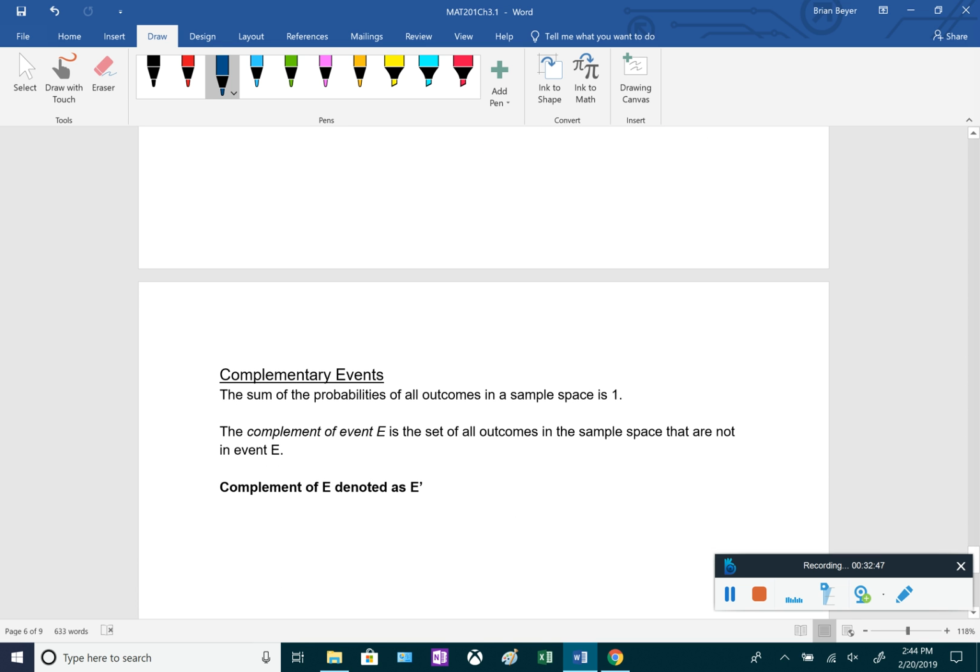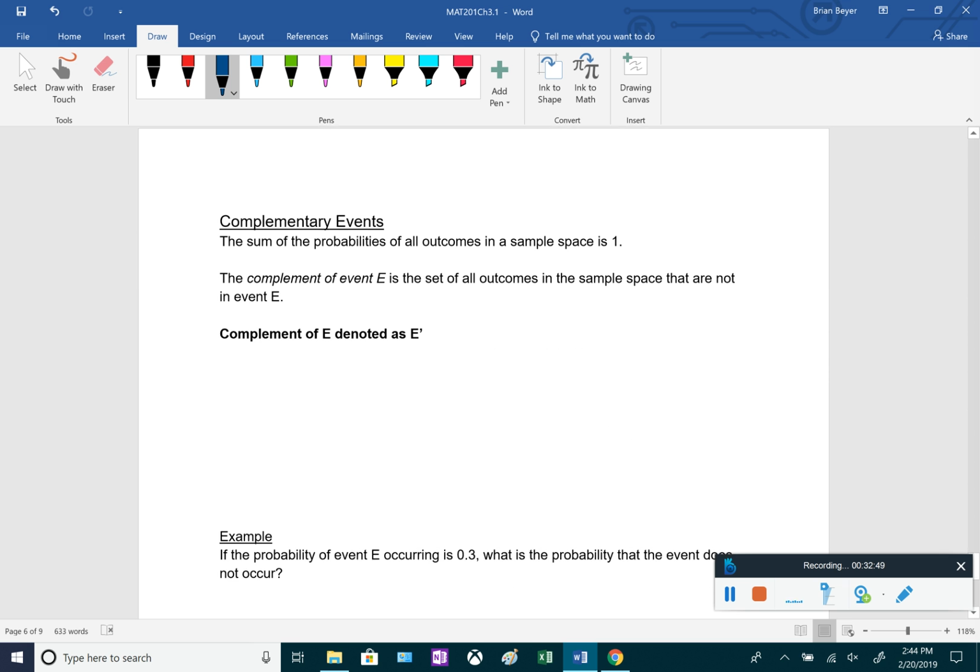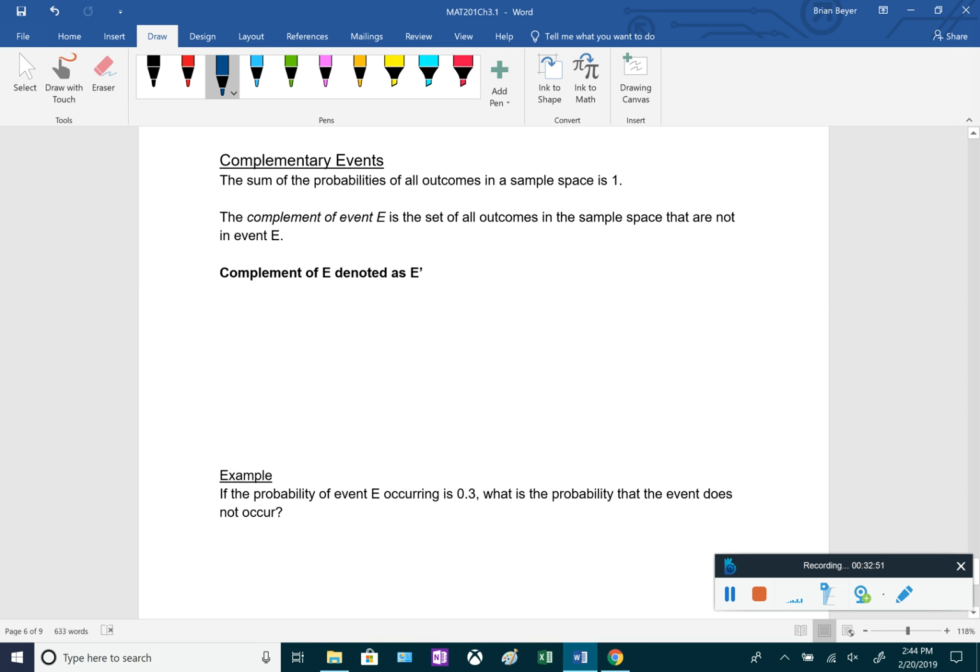Okay, and then for the last page here, we have another definition and mini formula coming up. It's the idea of complementary events. So we know that the sum of the probabilities of all outcomes in a sample space has to be 1. That's a pretty important concept, which we'll be coming back to at some point also. So the sum of all of the probabilities has to equal 1, because that's saying 100%. When you run the experiment, there's a 100% chance that something happens, essentially.